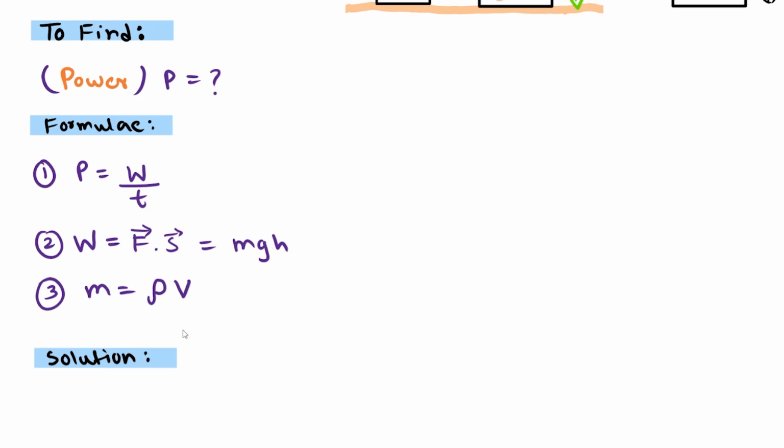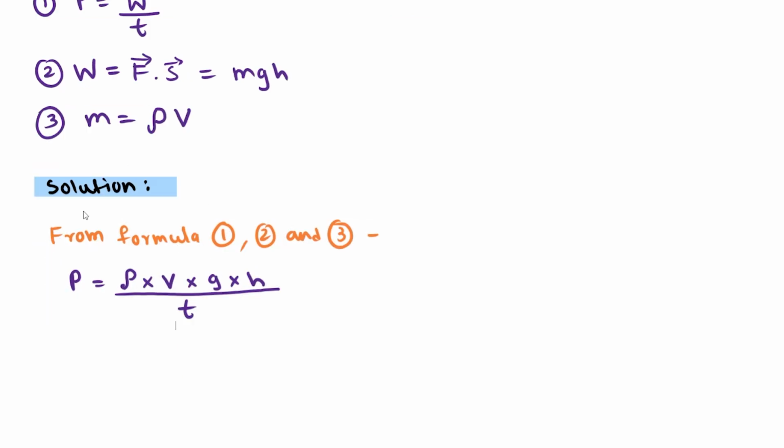So these are the three formulas which we will be using to write our solution. There are two approaches over here. We can either individually calculate all these quantities and then finally substitute in this formula, or we can use all these three formulas to build a hybrid formula, where we represent W in terms of mgh and then m in terms of rho and V. So we sort of got a hybrid formula for our power.